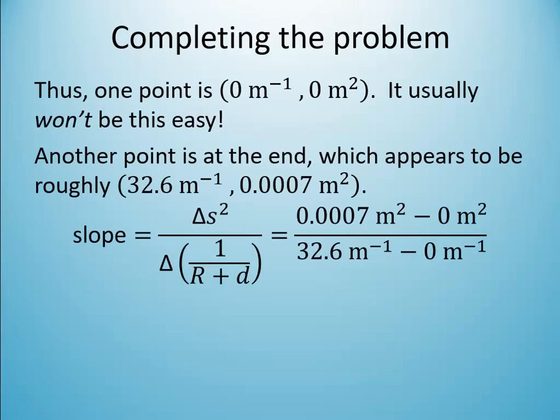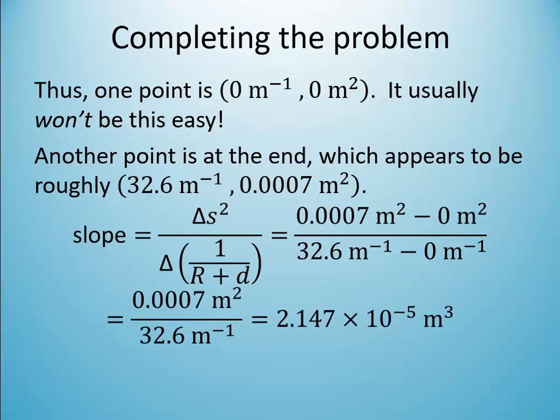So slope is change in vertical divided by change in horizontal. Well, the vertical is 0.0007 minus 0. The horizontal, remember that final value was 32.6 inverse meters. The initial value was 0 inverse meters. So taking those numbers, there is my slope. Yay, I have my slope: 2.147 times 10 to the minus 5th cubic meters.